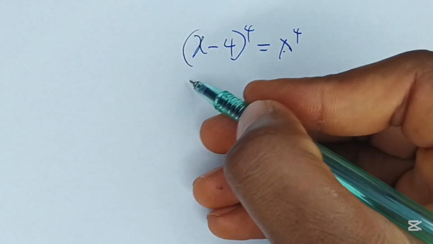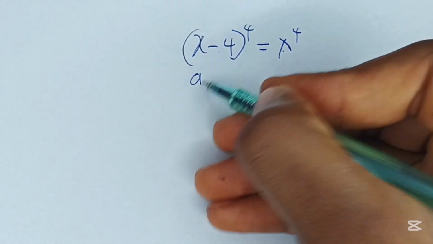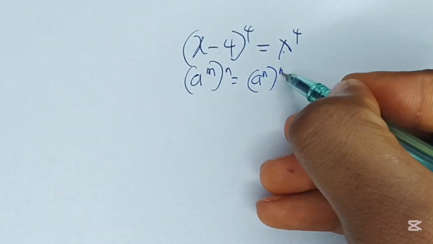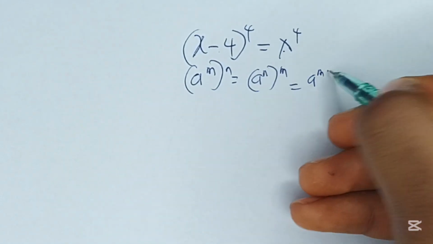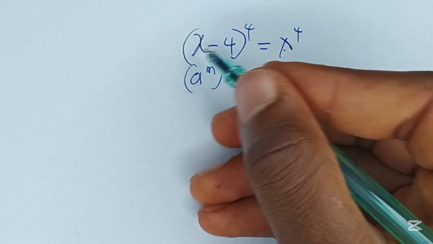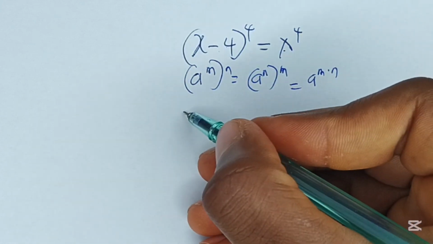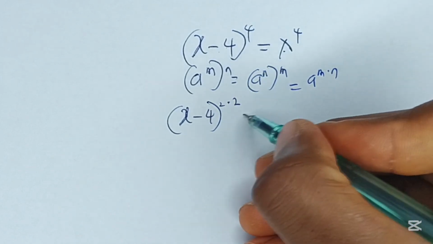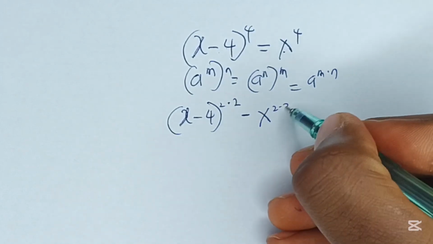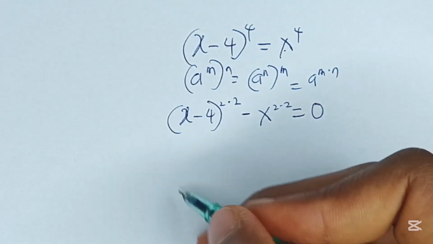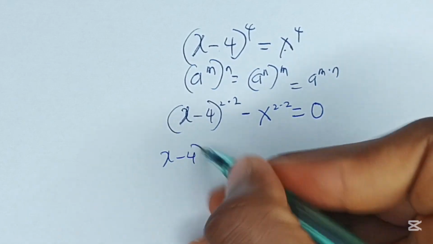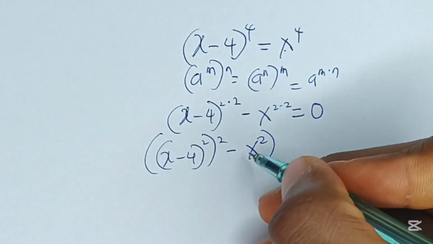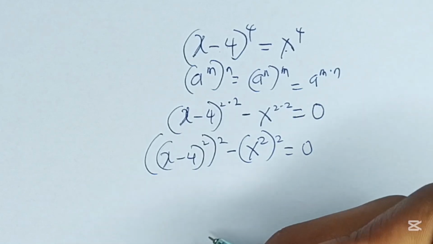So what we're going to do here first is to say that a raised to the power m, all raised to the power of n, is equal to a raised to the power n, all raised to the power of m, which is equal to a raised to the power m times n. You can agree with me that (x minus 4) raised to the power of 4 we can express as (x minus 4) raised to the power 2 times 2, minus x raised to the power 2 times 2, is equal to 0. From here we have ((x minus 4) raised to the power 2) raised to the power of 2, minus (x raised to the power 2) raised to the power of 2, is equal to 0.